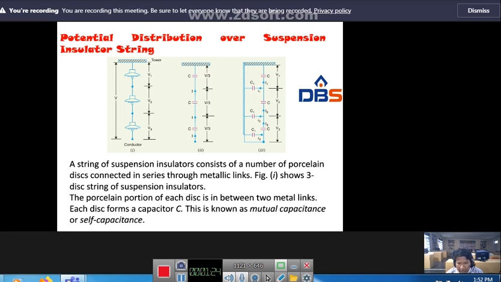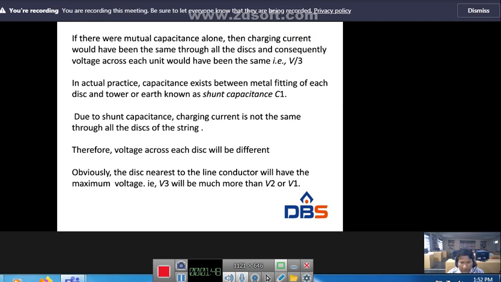Each portion of porcelain disc between 2 metallic links forms one capacitor. This is known as mutual capacitance or self capacitance. If there were mutual capacitance alone, then the charging current would have been the same through all the discs. Therefore, voltage across each unit is the same, that is V by 3.